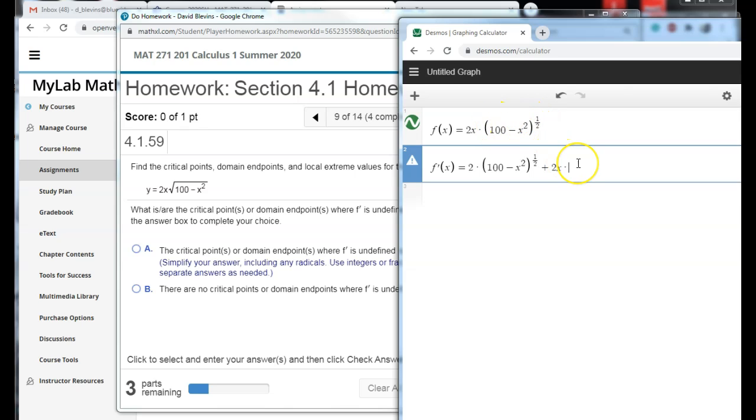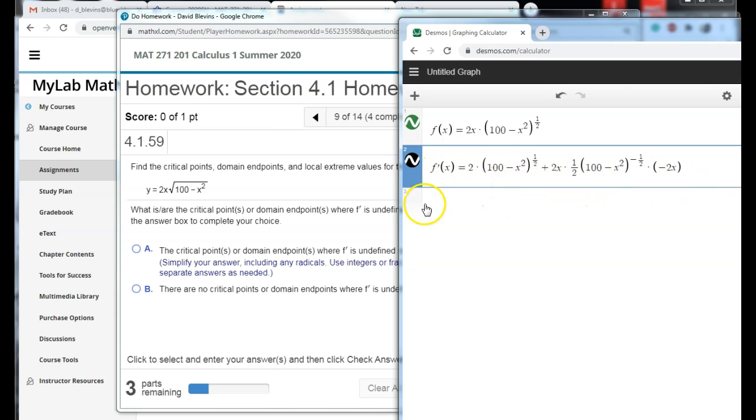So I'll bring the 1/2 down, and then I'll have this in the parentheses, and my new power is going to be negative 1/2. Okay, and then I have to chain on the derivative of what's inside. The derivative of what is inside here is the derivative of the negative x squared part, which is going to be negative 2x. Alright, so there's my derivative.